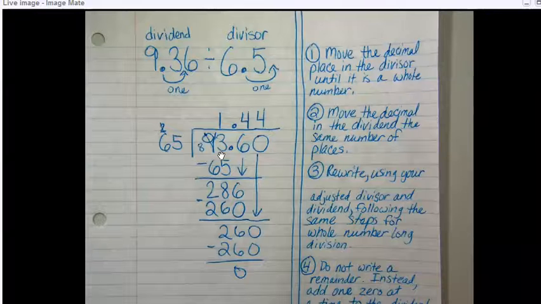65 goes into 93 once. 1 times 65 is 65. 93 minus 65 is 28. And bring down this 6. 65 goes into 286 4 times. 4 times 65 is 260. 286 minus 260 is 26, but I don't have any more places to bring down, and I'm left with this remainder of 26.